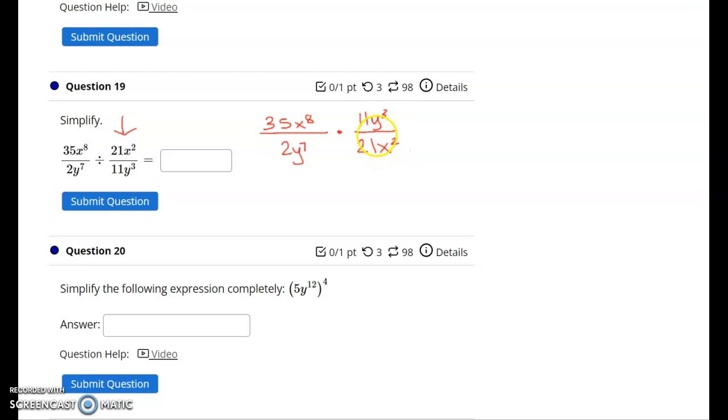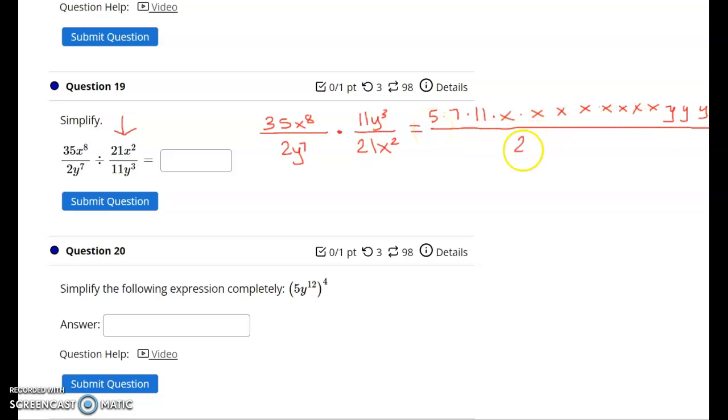And now we need to cross cancel. I'm going to show you the other way you could do this though, if you want to. So 35 would simplify to 5 times 7. 11 would just stay 11. I'm going to do all those numbers first. We have x to the 8th, 4, 5, 6, 7, 8, and y to the 3, 2. Barely fit it. There we go.